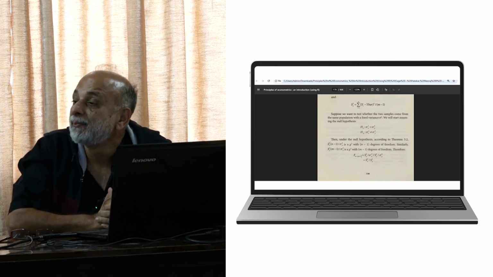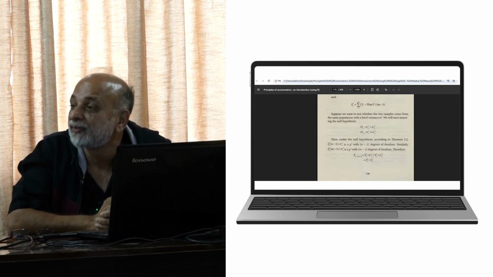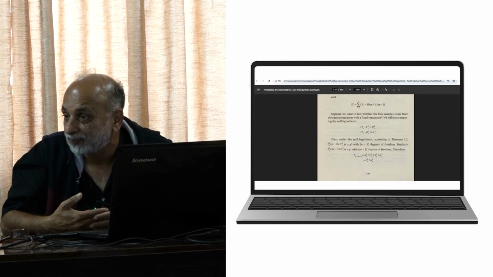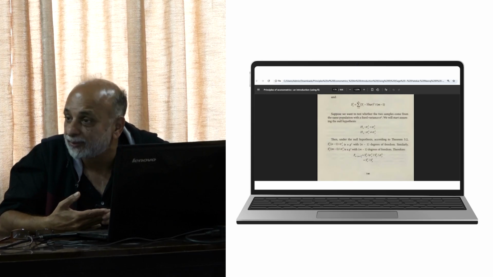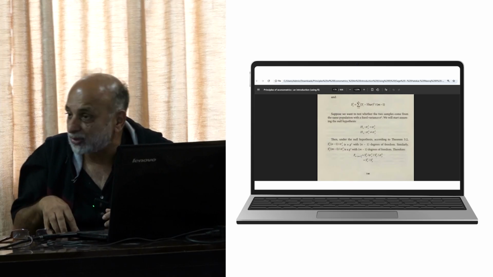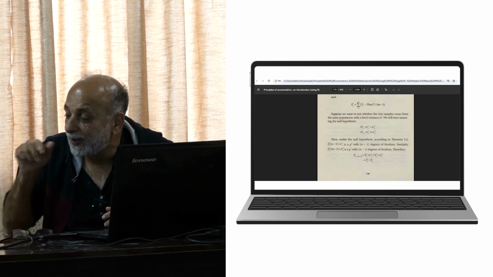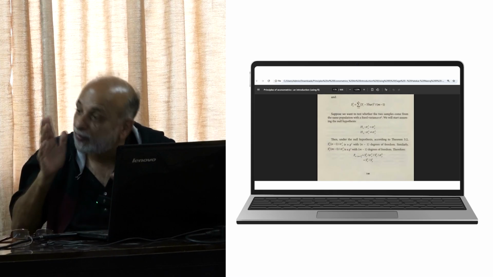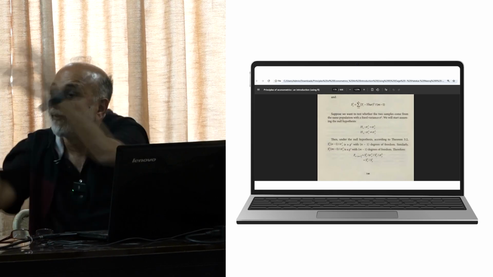In fact, the mean of a chi-square with n minus 1 degrees of freedom is actually n minus 1. If you have a chi-square distribution with n minus 1 degrees of freedom, its average is n minus 1. S square upon sigma square into n minus 1 is how far our calculated quantity is away from this mean.